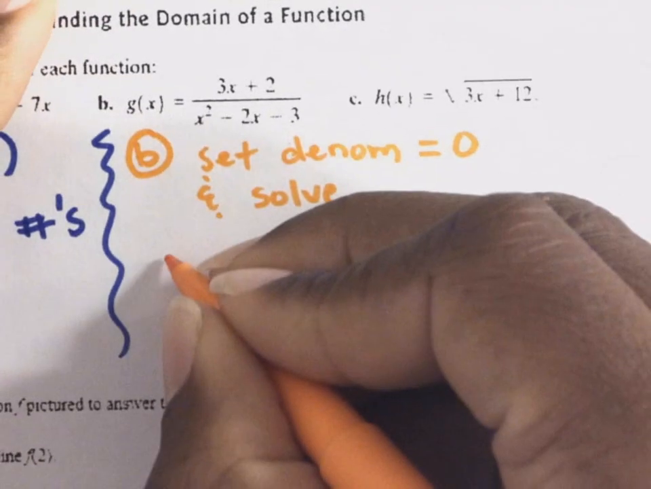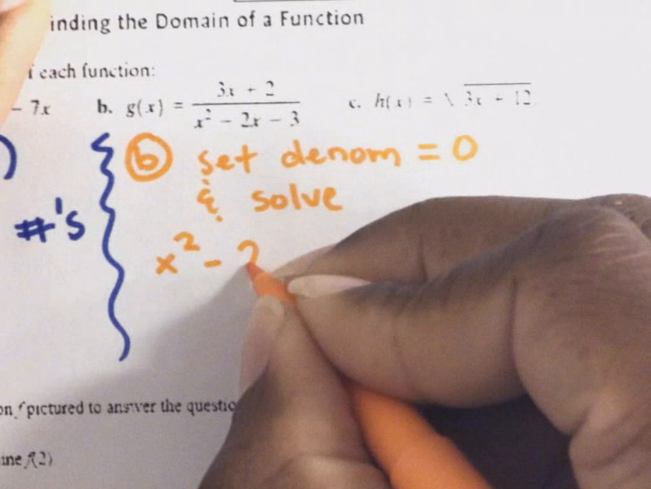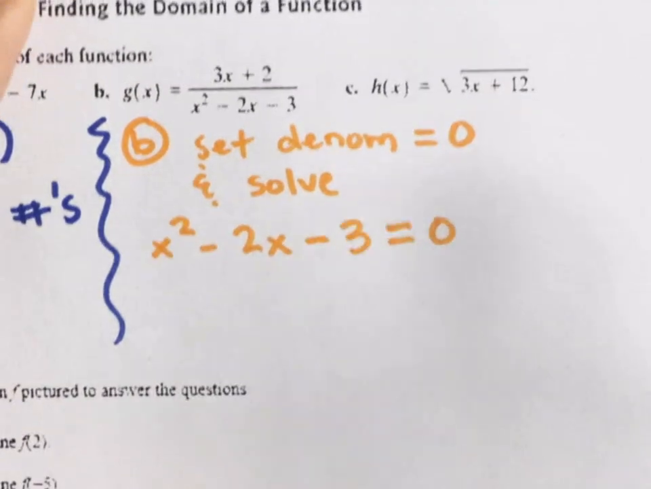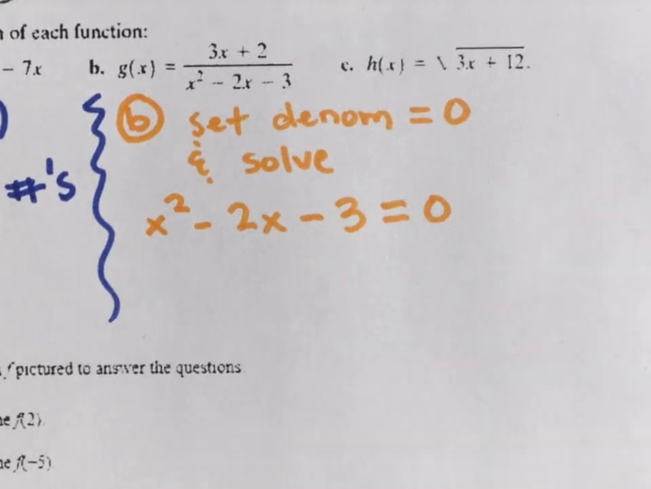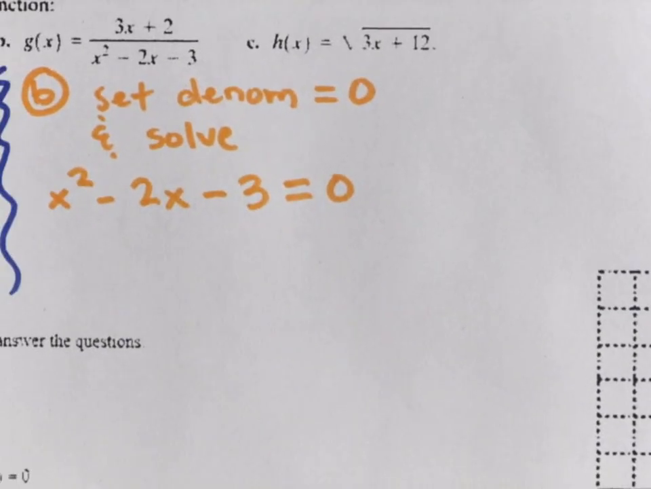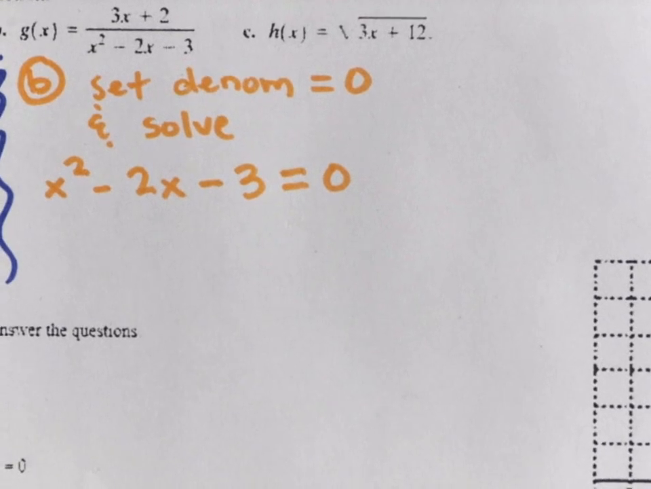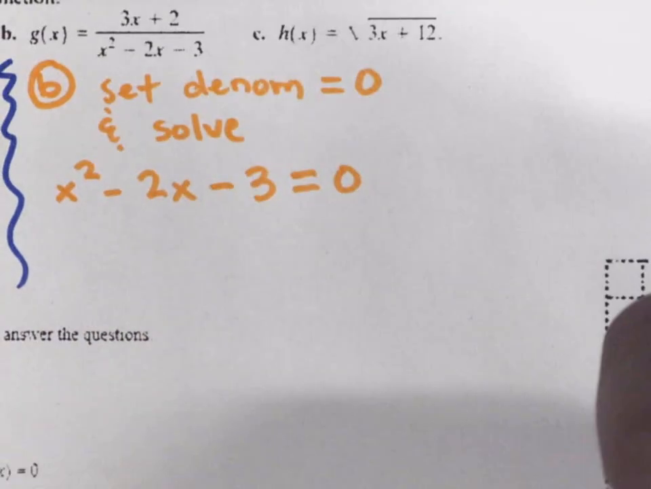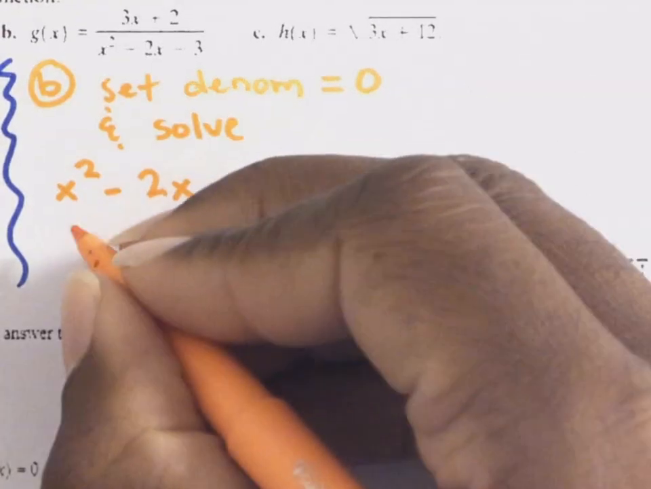Okay, so I'll take my denominator, x squared minus 2x minus 3, and I will set it equal to 0. And this is going to give me those values that x cannot be. Okay, how many terms? So into the second power, what method am I going to use to solve this? Factor. I'm going to factor.